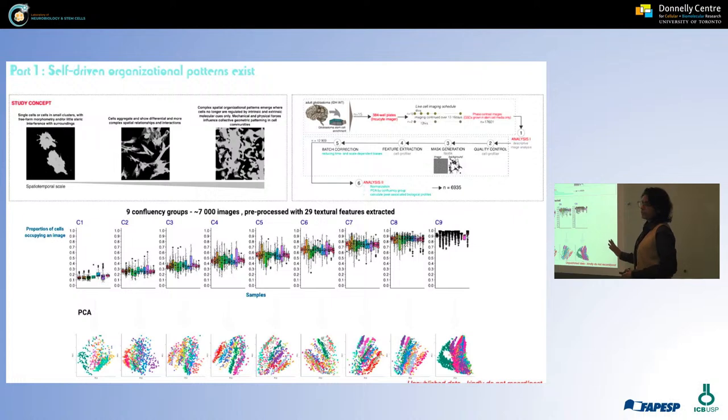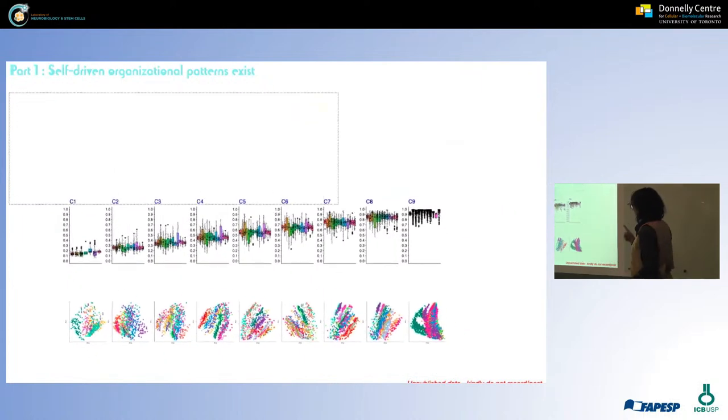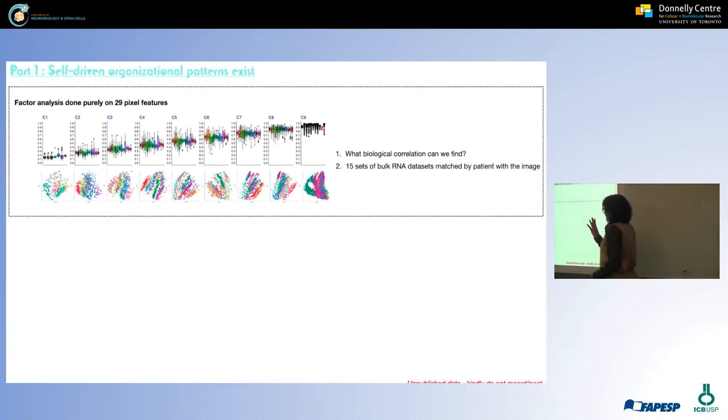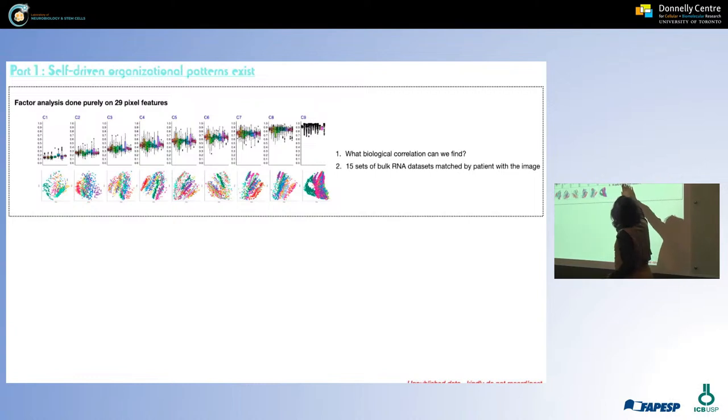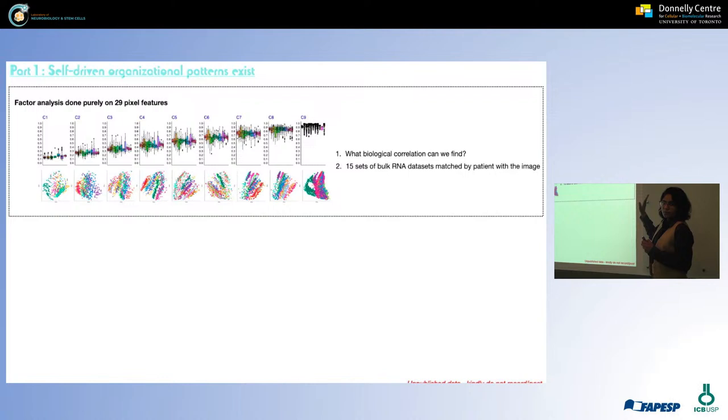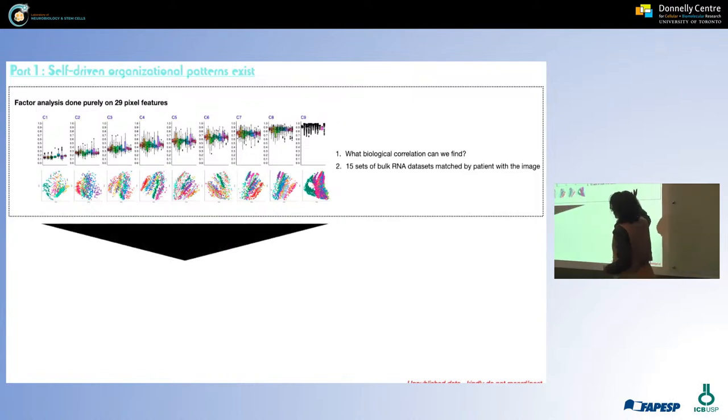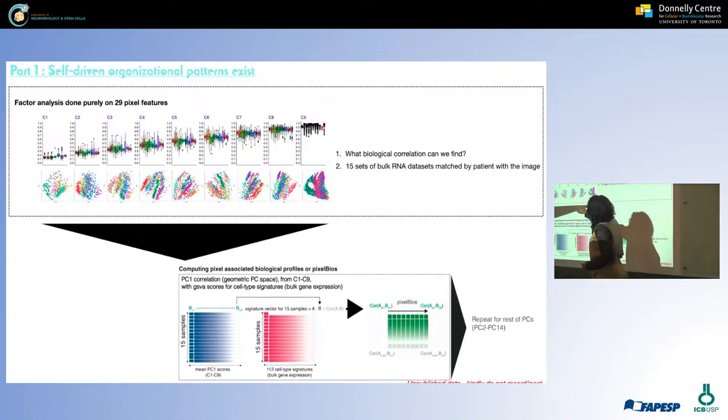So at that point in time, I didn't have very much of a matched data set, but I was lucky, really I was lucky, all right, I'm very thankful, that I had 15 sets of bulk RNA data sets that were matched by patient. So the same image data sets, 15 patients, I had bulk RNA data sets. So now I have to do something. I have to compromise. So I had to compromise because this is 15.